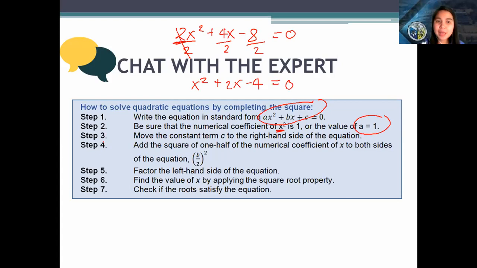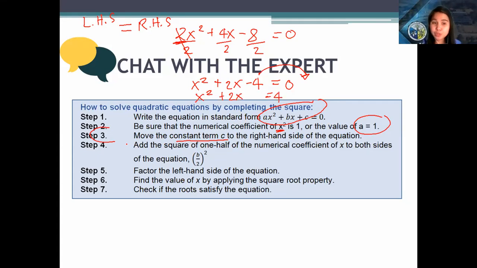Next, in step 3, we move the constant term to the right-hand side of the equation. Here, if this is the equal sign, this on the left is called the left-hand side of the equation. The one on the right is called the right-hand side of the equation. So we move the constant term to the right-hand side of the equation. We have x squared plus 2x equals 4.